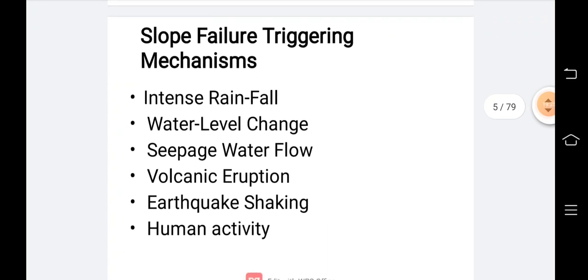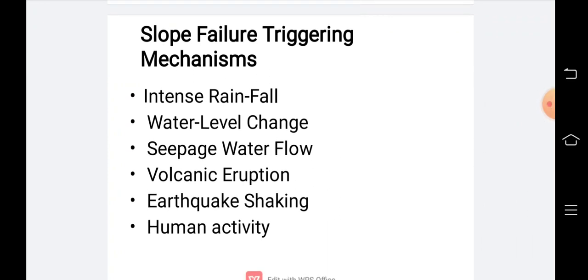So next is the slope mechanism, the triggering mechanisms, or what are the various causes of the failure of slopes. We had earlier learned the intensity of the rainfall. If there is heavy rainfall along the sloping area, obviously the slope will slip along that area. Then the water level changes, meaning the sudden drawdown condition: when the water level is at condition A and then at condition B, due to this change of water level, automatically the soil will slip on that area.